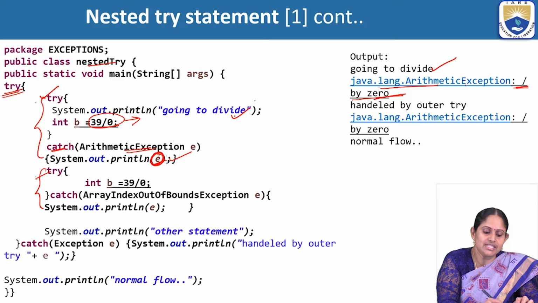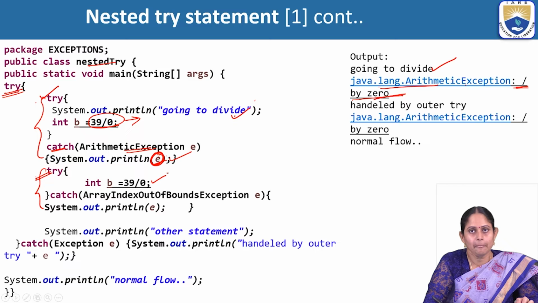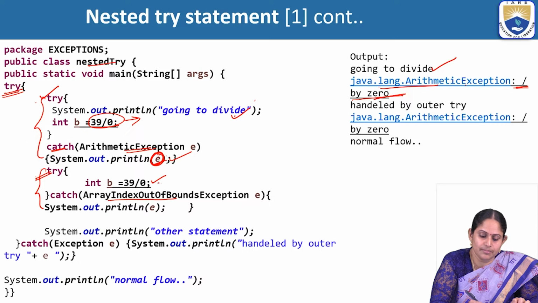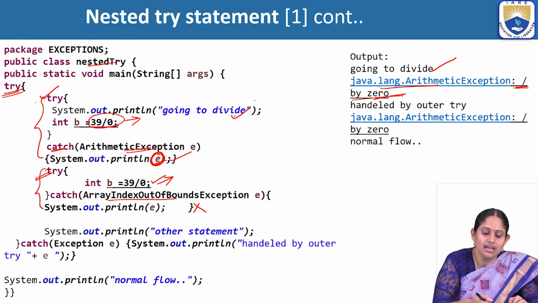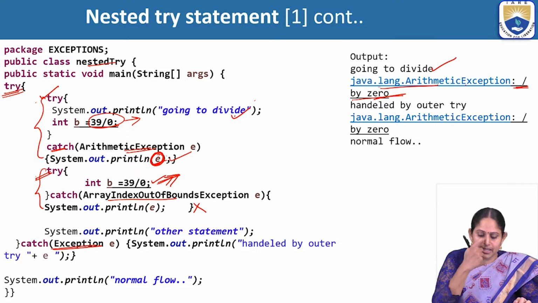Now we have the second nested try. In the second one, we have a statement which is creating an arithmetic exception, but the catch block is dealing only with array index out of bound exception. So what will happen? The exception object being thrown here will not be caught here. It will be caught by the next catch at the higher level. So whatever exception has been thrown at this point will be caught by this point.